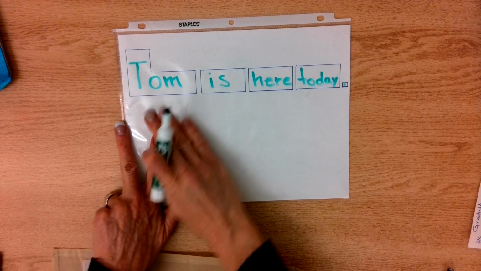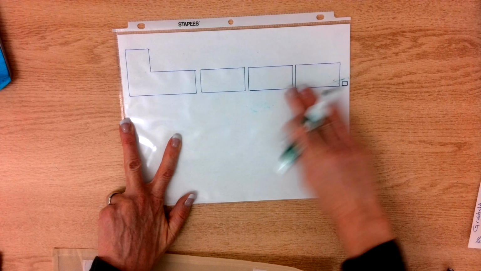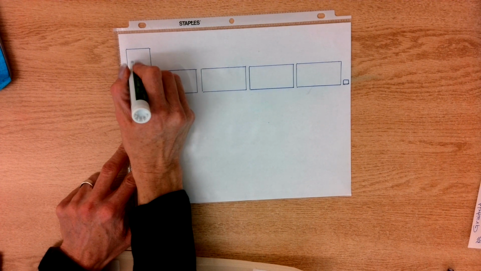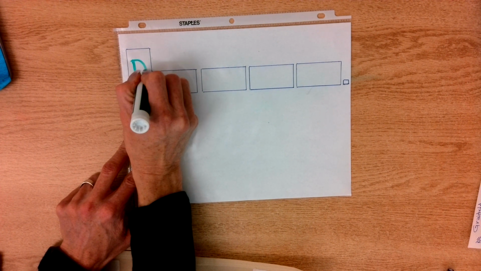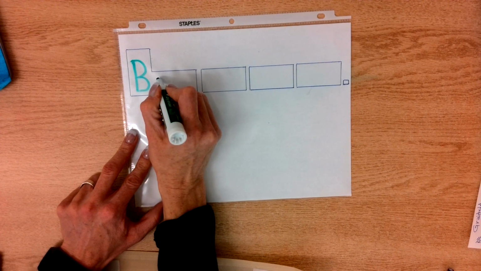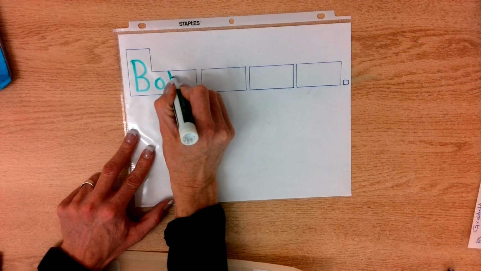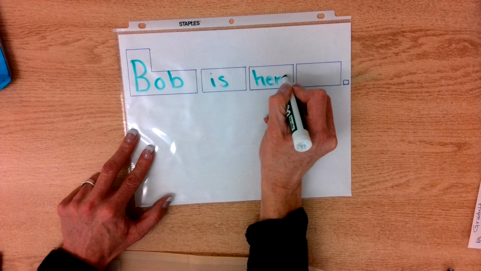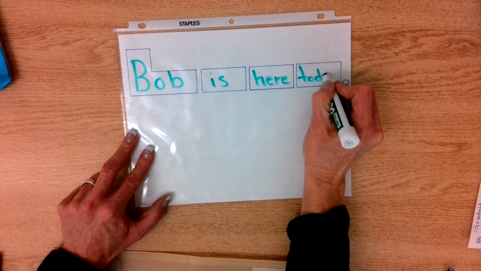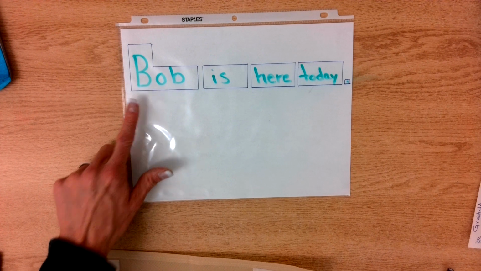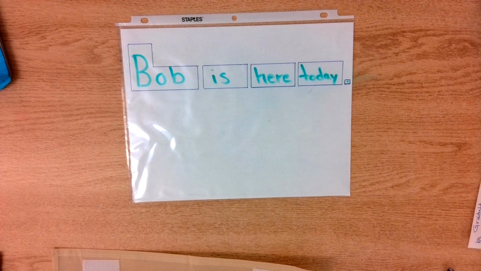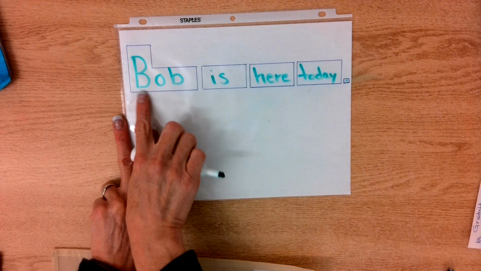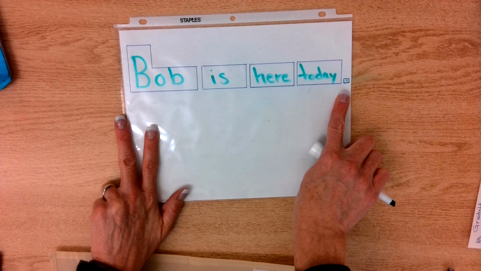All right, let's erase. See if we can write the same sentence and use a different name. Let's do Bob is here today. Same sentence. All I did was change the first name. Right? Awesome. Again, notice I have a capital letter. Notice I have punctuation.